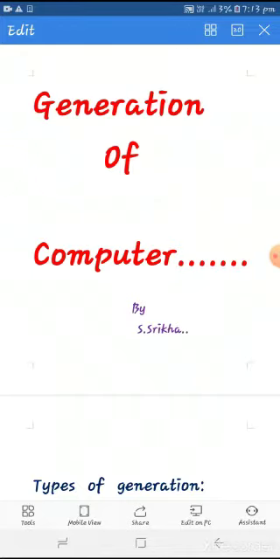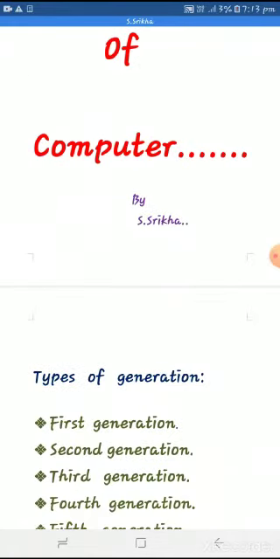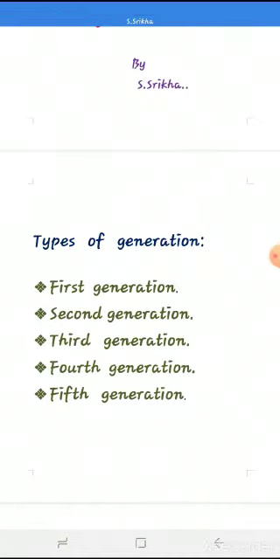Today I am going to take a topic, generation of a computer. According to this modern world, we are also coming from a part of generation. So let's see what are the types of generation and its uses.